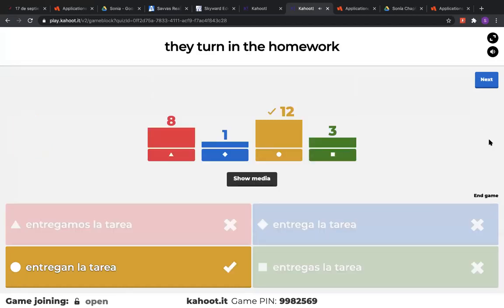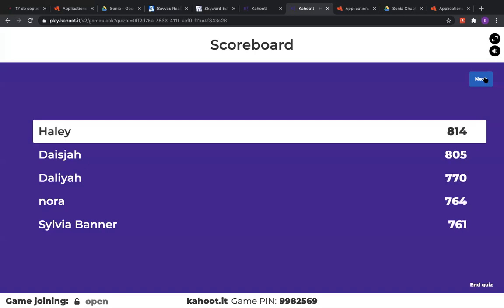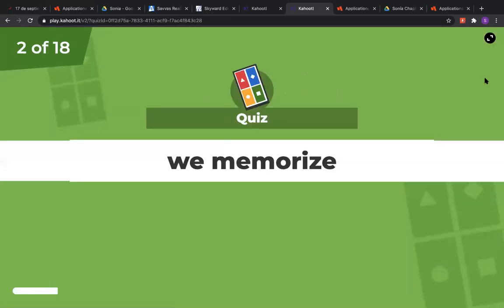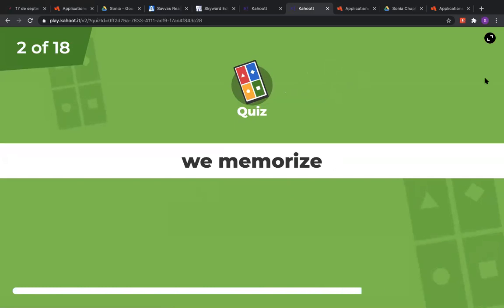All right, so let's see here. Okay, so it looks like these were my two biggest answers. This is they turn in their homework. This is we turn in. So it was kind of a conjugate your verb and make sure you know your vocab there. So here's how we're starting. Nice work, Haley, Daisha, Leonora, and Sylvia. Girls are taking a strong start. We memorize.